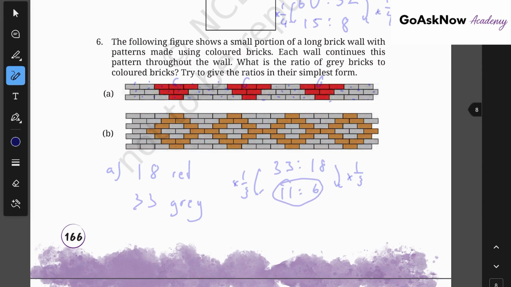The ratio of gray bricks to colored bricks for A is 11 to 6. There are actually 33 gray bricks and 18 red bricks. Since the question asks you to simplify your answer, you have to simplify it. Part B.